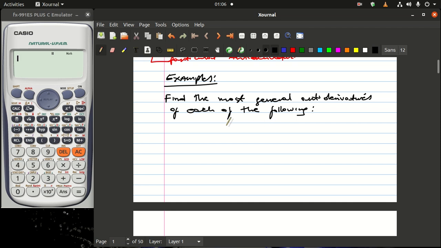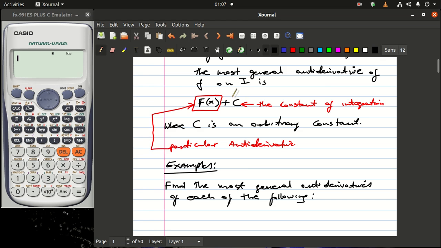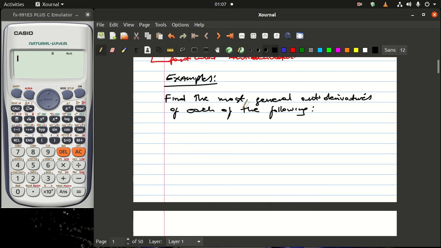I wanted to specify something here. If the question says find a particular antiderivative, they are only asking for this part without the constant. When they say the general antiderivative, the only difference is that we will also have plus some constant. Another thing: when the question says find the most general antiderivative of each of the following, it is the same as saying find the set of functions capital F(x) that have a derivative f(x). That's also another way to phrase it.